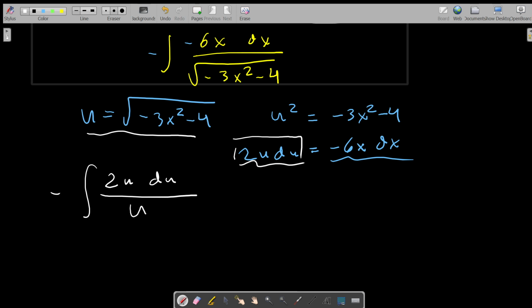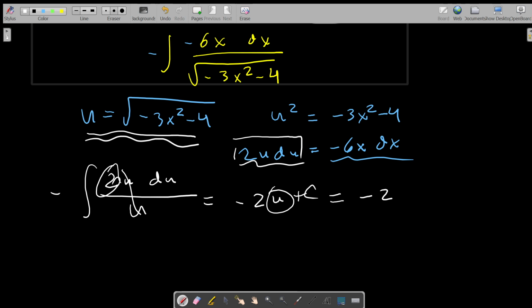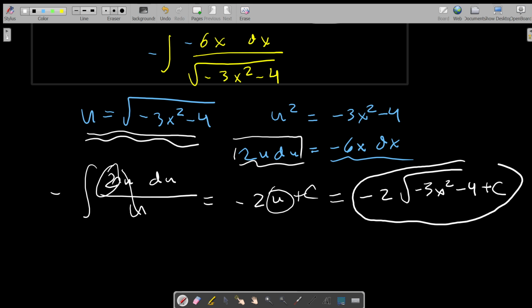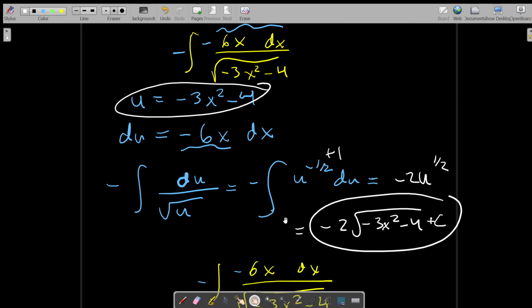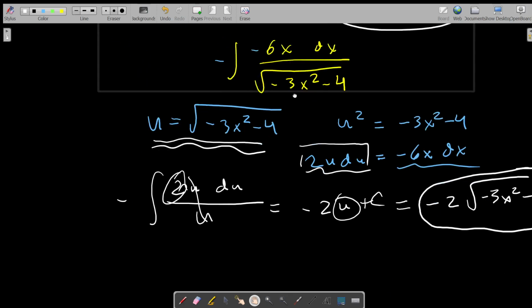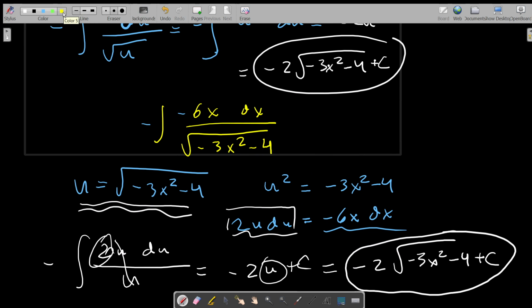The nice thing in this method is that the u just cancels out, and we have a very easy integral of just 2 that we're integrating. And so that's going to be minus 2u plus c, but let's substitute back in for the u. U is just the radical, so we're going to have minus 2 times the square root of minus 3x squared minus 4, plus c. That's it. And so you'll notice both of our answers are the same, minus 2 radical of minus 3x squared minus 4. We got exactly the same answer in both cases.